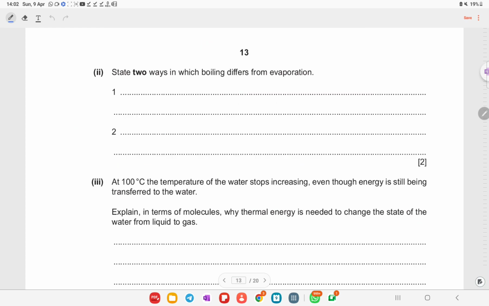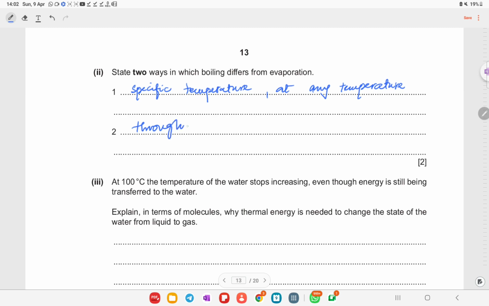State two ways in which boiling differs from evaporation. So again, basically, boiling happens at a specific temperature, whereas evaporation happens at any temperature. So again, this is the second point.